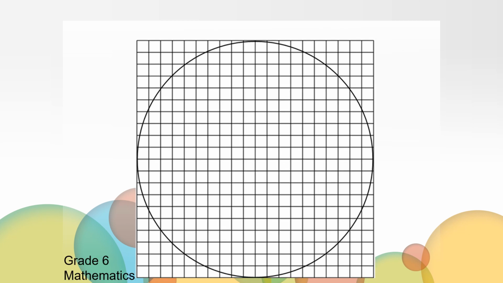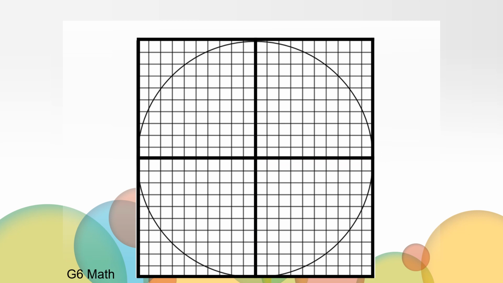Let's talk about the parts of this circle. A line segment that passes through the center of the circle is called the diameter. A line segment that starts in the center of the circle and extends to the edge is called a radius. The radius is always half as long as the diameter. We could also describe this relationship by saying the diameter is always twice as long as the radius.